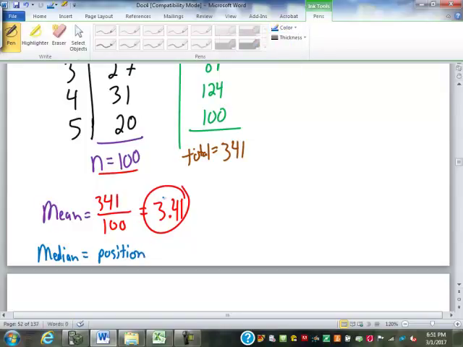So for the median, to find the position of the median, n is 100, so it's 100 times 0.5 is 50. So that's telling us the median is between the 50th and 51st number in the list.